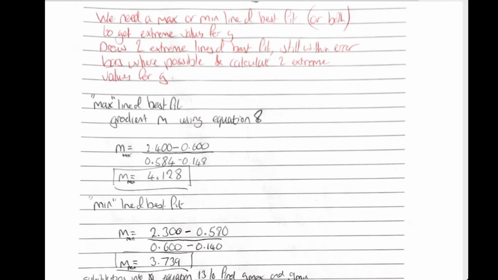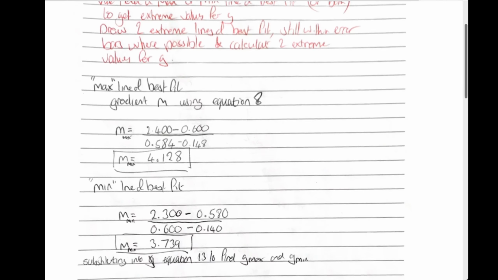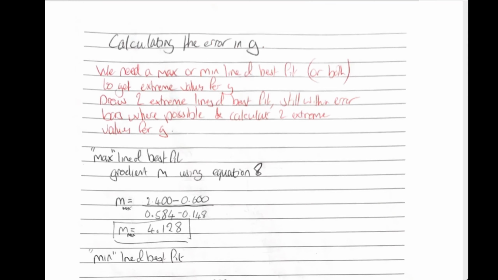And finally, we get to the very last part of the lab diary, where we've got a value for g. We just calculated that in the last part, but that's not the end of the experiment. We need to know what the error in that value of g was. So in this example, what we're going to do is use the max-minimum gradients that we've already calculated.